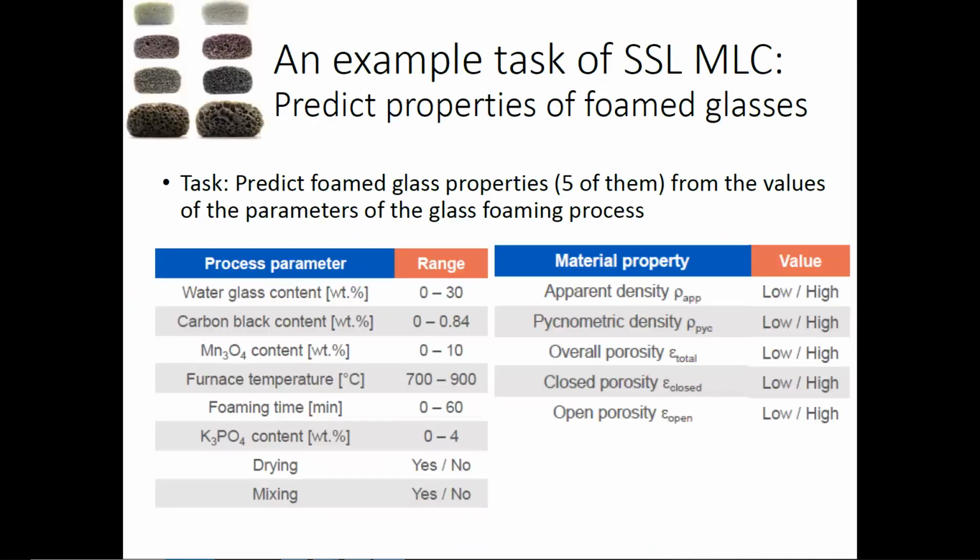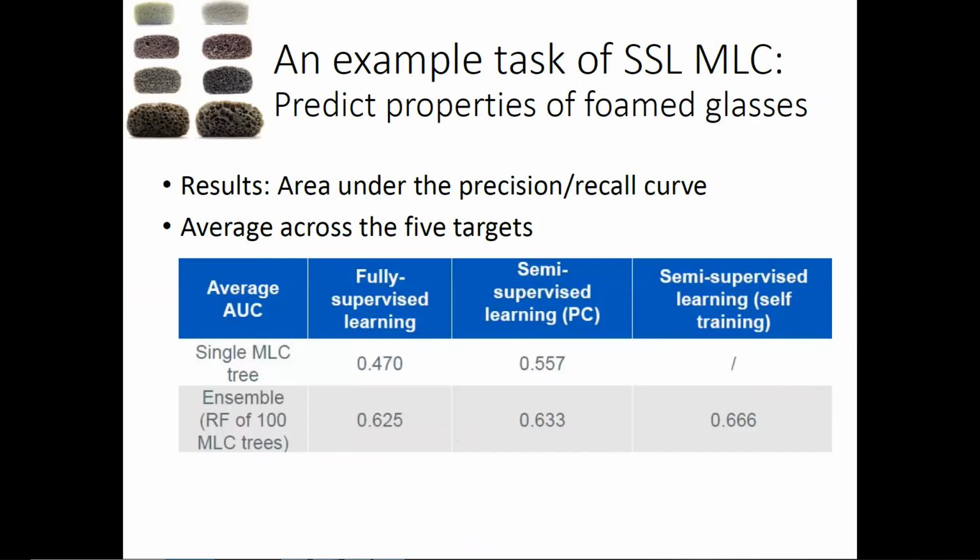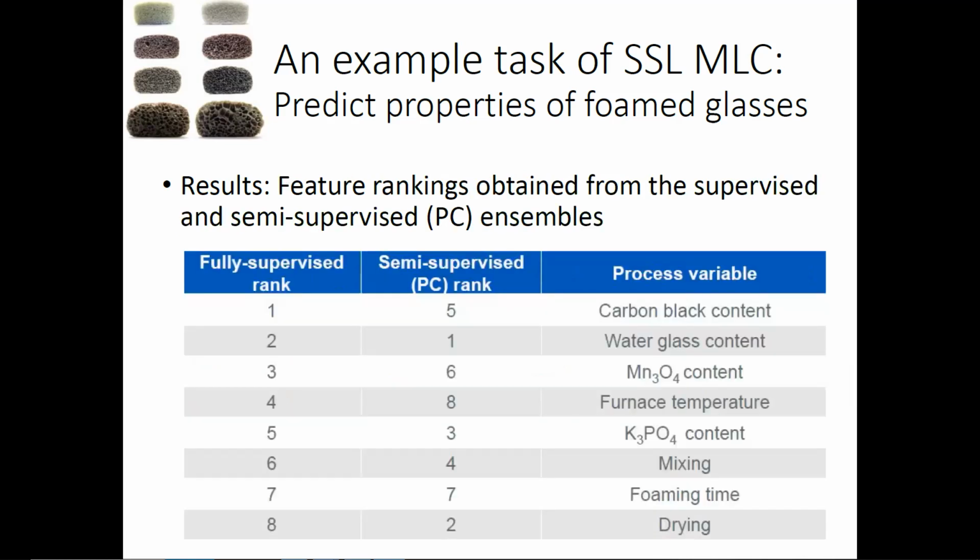Now, returning to our example of foamed glasses, we have been trying here again to predict 5 properties at the same time. Here only binary low and high values. And we can see very clearly that semi-supervised learning improves performance. This is area under the precision recall curve averaged across the 5 targets. And you can see that if we are in fully supervised mode, we have area of 0.47 or 0.55, whereas we go to the 0.63 or 0.6667 range if we use the 40 partially labeled examples in addition to the fully labeled ones. And also actually the feature importances that result from the ensembles can change if we take the unlabeled data into account, which is very visible in this slide.